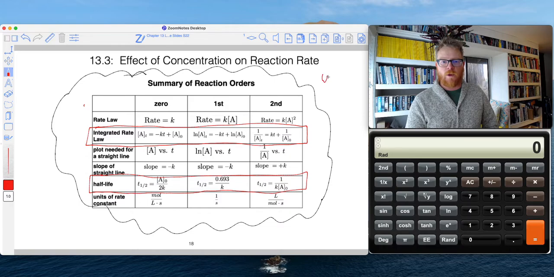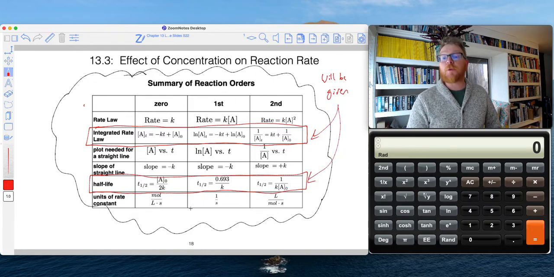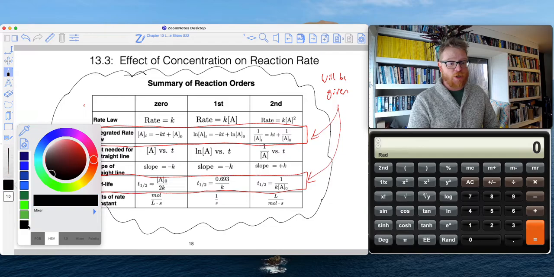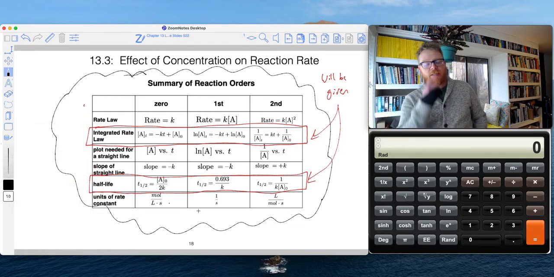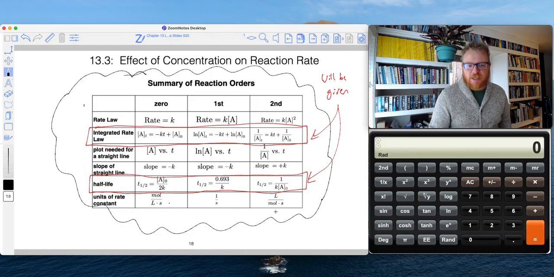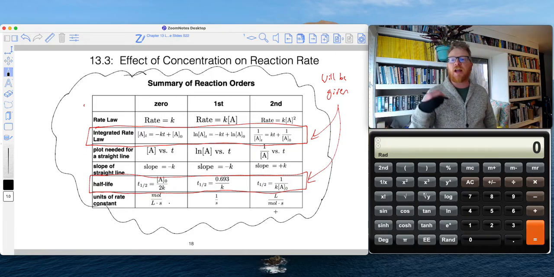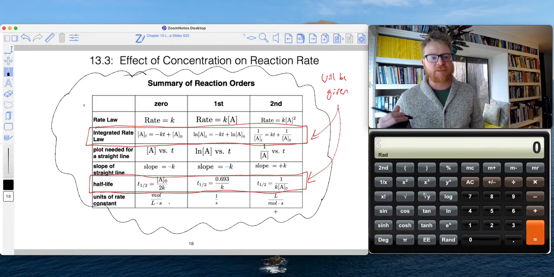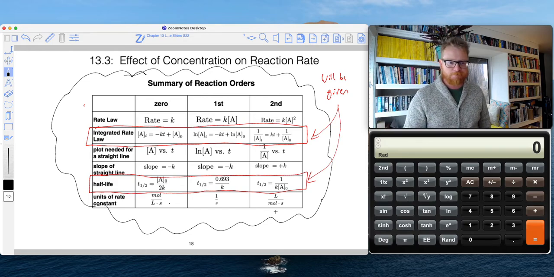So you will be given these things, but the other information on this chart, I do want you to know. And certainly for the units of the rate constant, you don't have to memorize those if you're good at working through the dimensional analysis process. All right, folks, that's our summary on zero, first, and second order. In the next set of videos, I'm going to do some sample calculations on what we do with all this information.